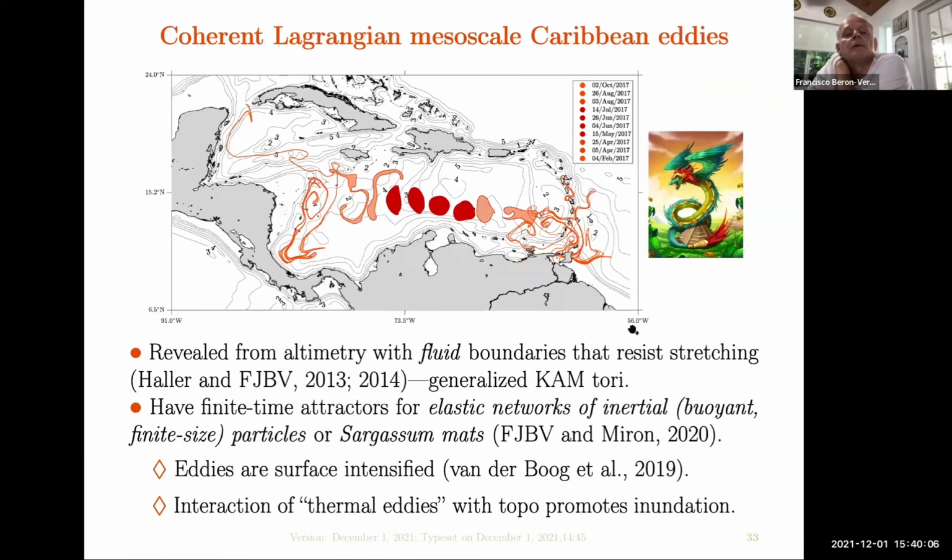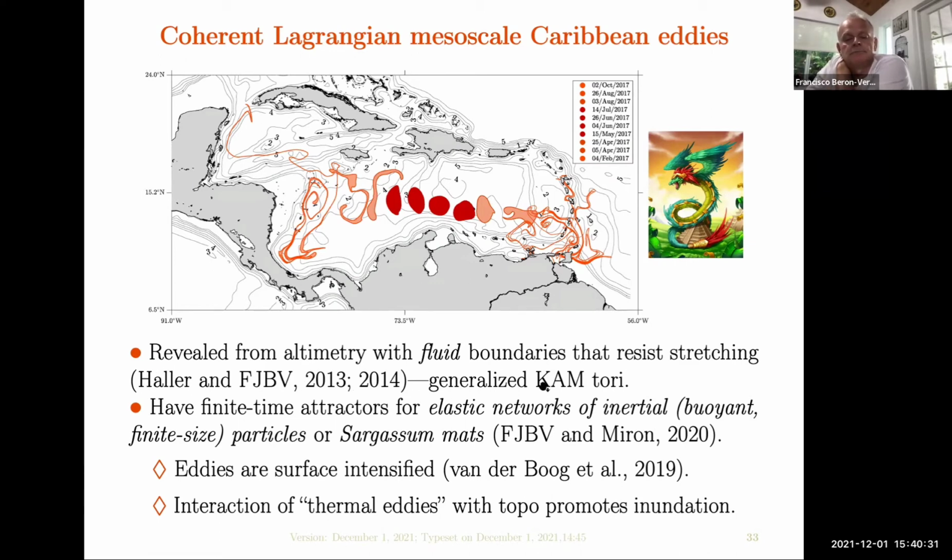Here, what do we have? We have the Caribbean Sea, and we have special Caribbean eddies. One of them is in here. Fernando has called it Kukulkan for the shape it takes when it interacts with topography and leads to these filaments. This thing is born out of incoherent fluid. See, these boundaries resist stretching. We have a theory for that.